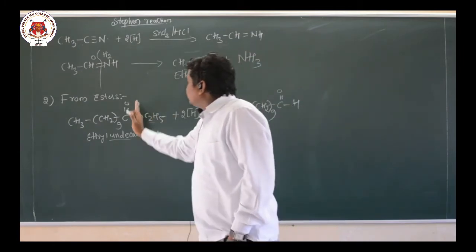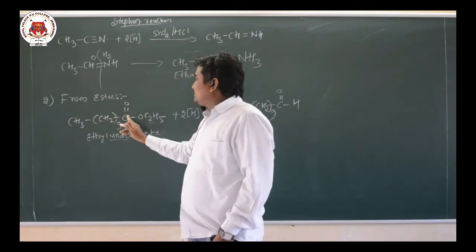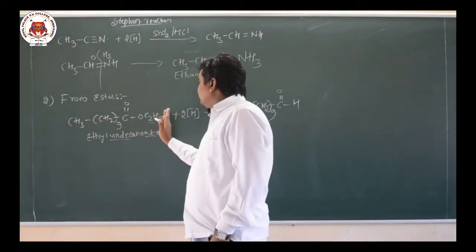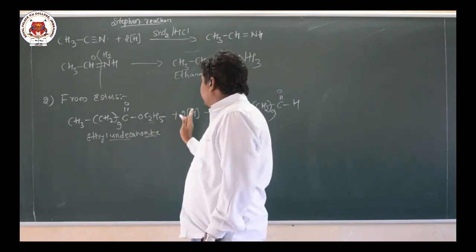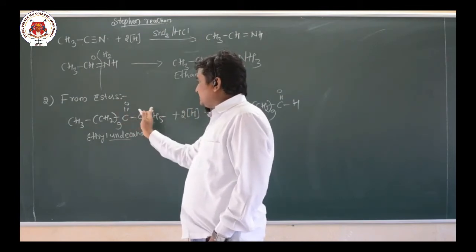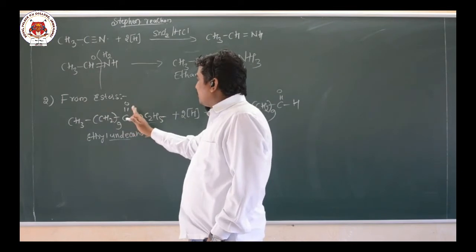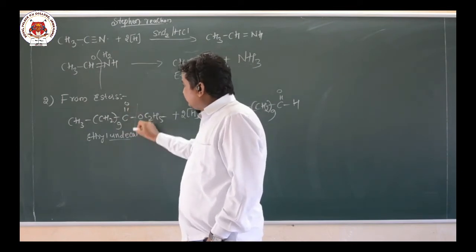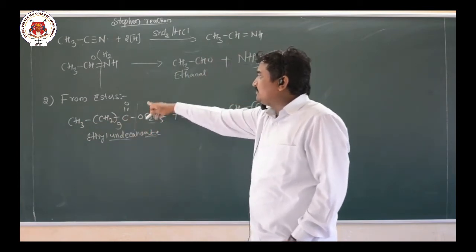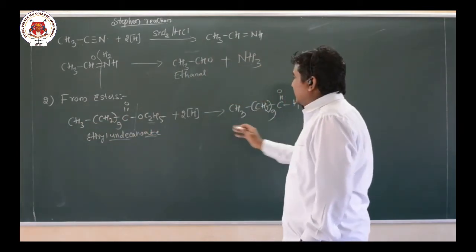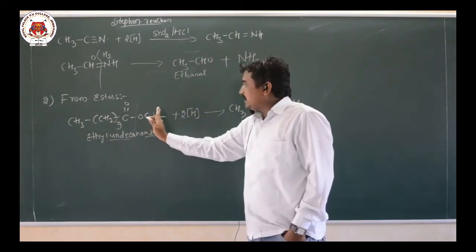So this part, CH3CH2COH, and here one more hydrogen is there, C2H5OH. So here addition of 2 hydrogen across this compound takes place. Now one hydrogen adds to this side, this part. So the compound becomes CH3CH2COH, and another hydrogen on this side.